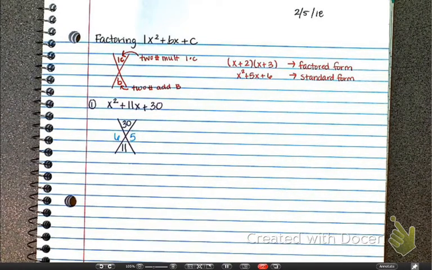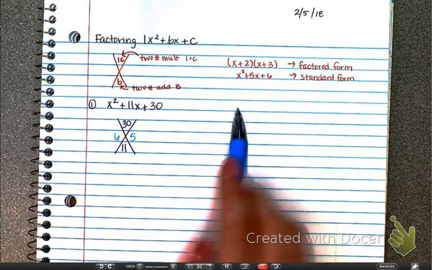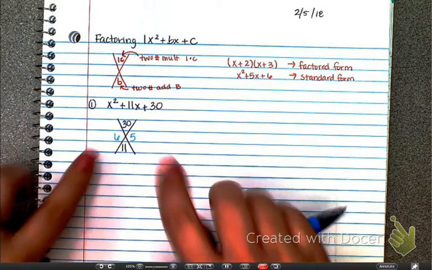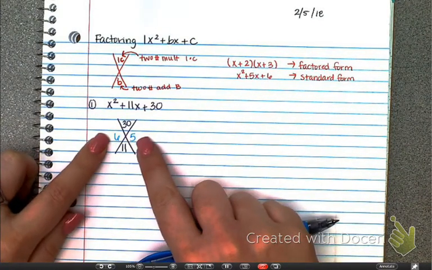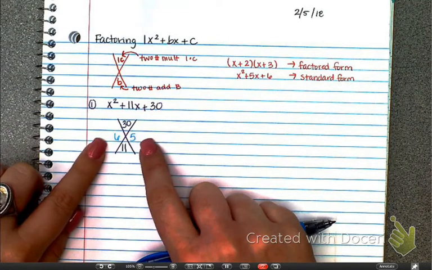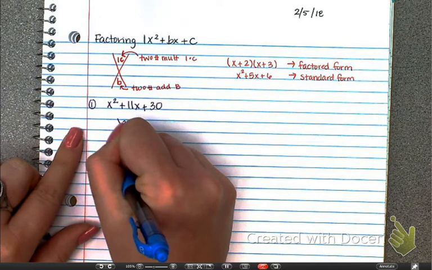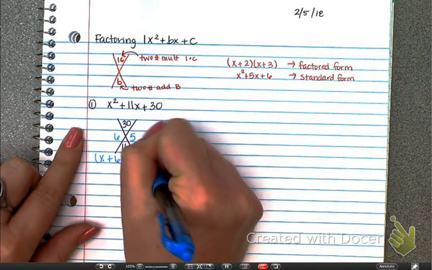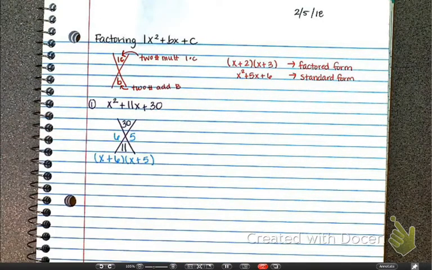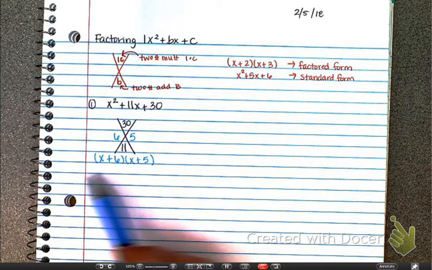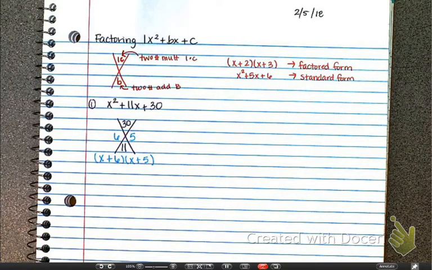We're okay filling in the x? Now remember, we're going from standard form to factored form. These are our factors. So we're going to take what's here that we just found and write it in parentheses. So x plus 6 and x plus 5. Now if you foiled that out in your head or you boxed it, you end up with x squared plus 11x plus 30. But that is your final answer.